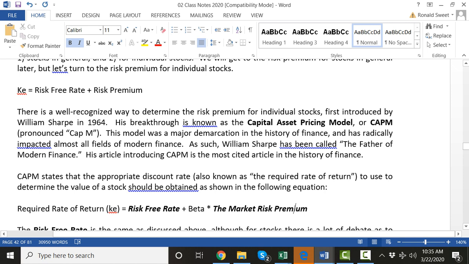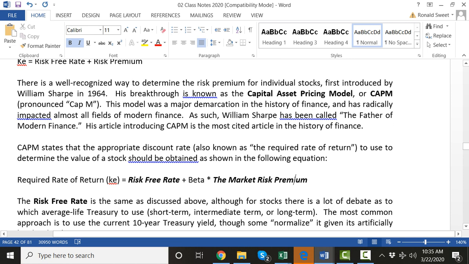So you have three numbers to obtain. The advantage you have for our problems is I just told you to use the 10-year Treasury yield for the risk-free rate, so you just pick that up, and I give you the market risk premium. So that's a given. Beta really is the only difficult thing you have to do. And I've given you some Excel applications to give you some practice with that.